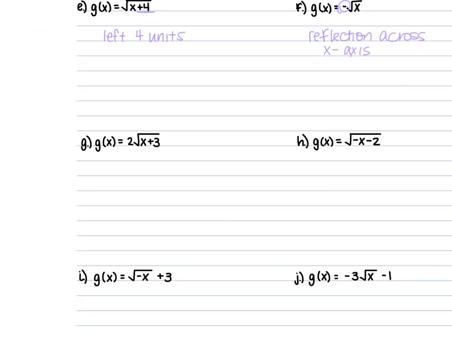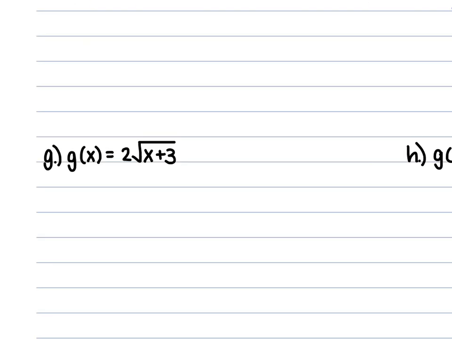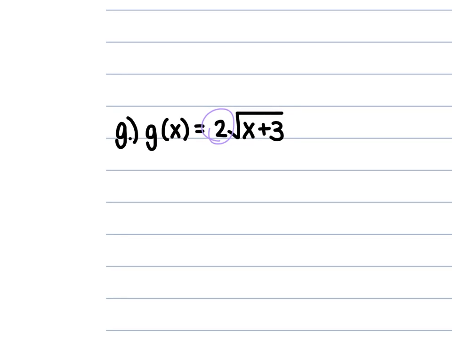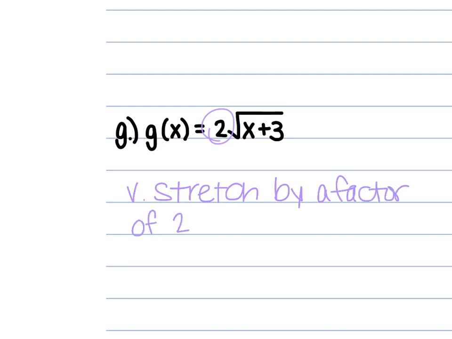For g, we have 2 times the square root of x plus 3. That 2 out front, a whole number, think like it is bigger, so this is going to get larger. So that's a vertical stretch by a factor of 2. And then that minus 3, let's do this in a different color. That minus 3 underneath just means that you're going side to side. Think opposite since it's underneath, so we're going to go to the left 3 units.